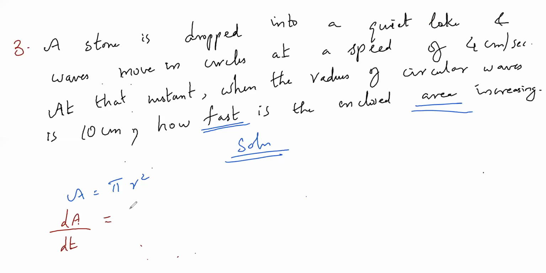So if I'm differentiating this, pi is a constant, correct? And I differentiate this with respect to time: d by dt of r square. So again, pi into d by dt of r square. Which means r square differentiation is 2r into dr by dt.